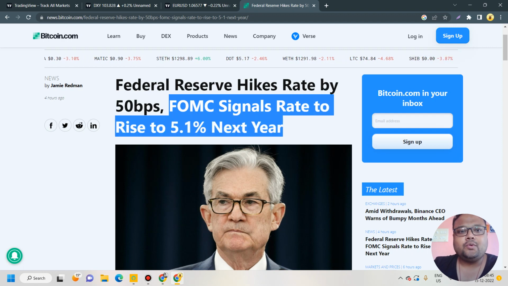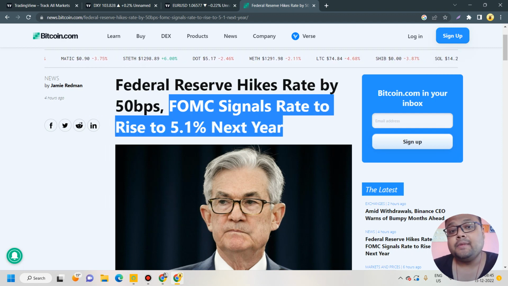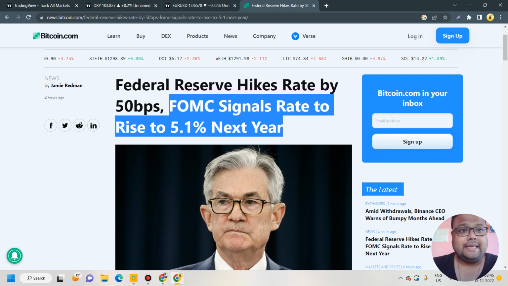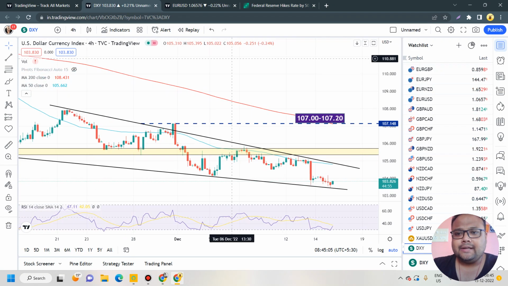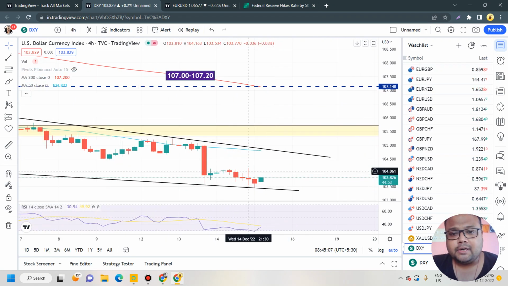FOMC signals rate to rise to 5.1% next year. If you look at the chart of DXY, you can see that DXY formed a doji. But if you had observed the market live, at first DXY formed a massive green candle, but after that there was price rejection and ultimately it settled as a doji.